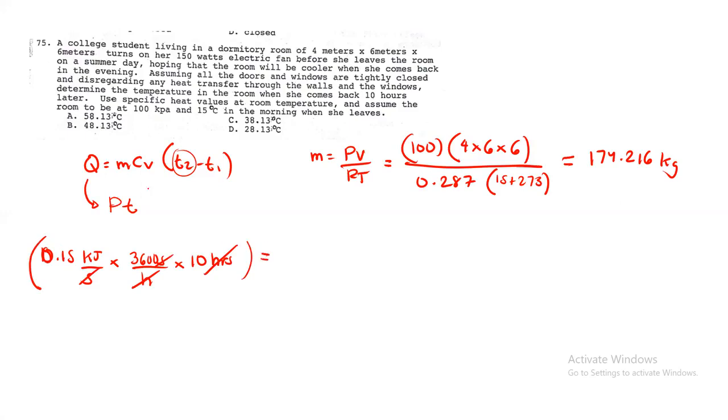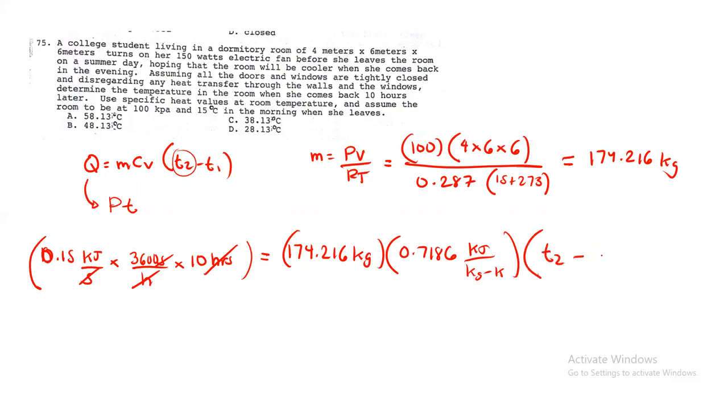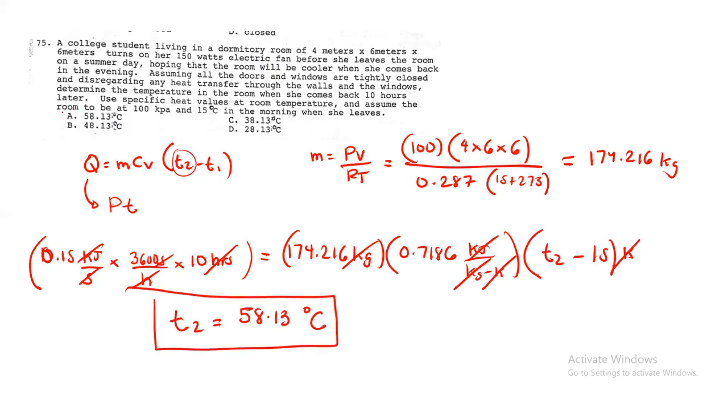Yung Q natin. Then is equals to mass 174.216 kilogram times CV. So, ano yung CV ng air? So, ang CV ng air natin, 0.7186. So, tandaan nyo, basta room lagi. Since sinabi niya rin na assuming all doors and windows are tightly closed, ibig sabihin insulated yung room natin, ibig sabihin constant volume. 0.7186 kilojoule per kilogram Kelvin. Then, times T2 minus T1 na 15 degrees Celsius. So, pwede natin Kelvin na lang yan dahil change in temperature. So, maka-cancel Kelvin, kilogram, kilojoules. So, makakuha natin T2 dito is 58.13 degrees Celsius. So, the answer is letter A.